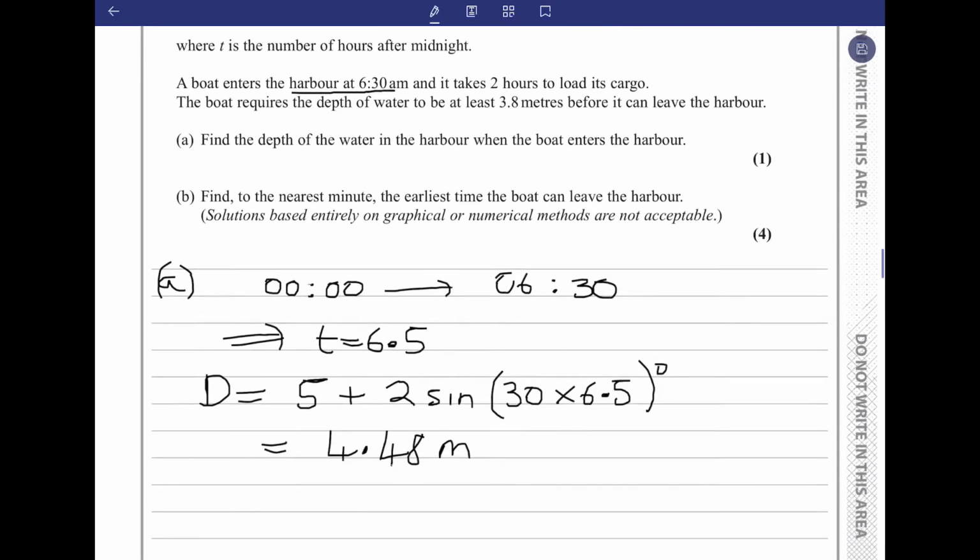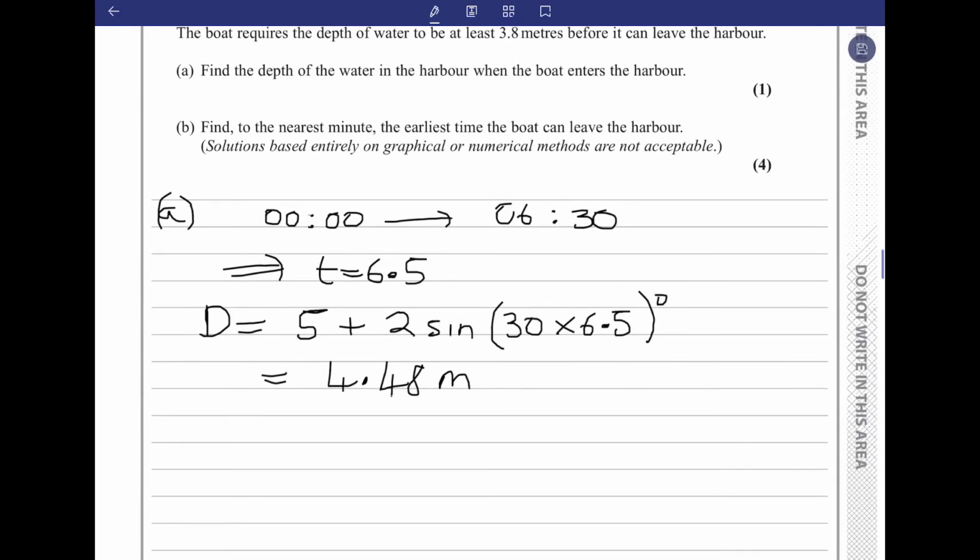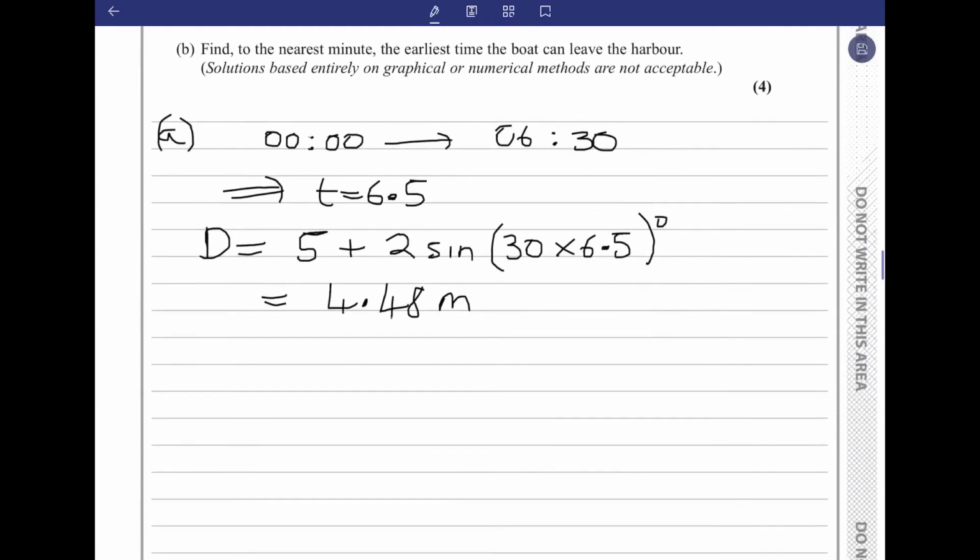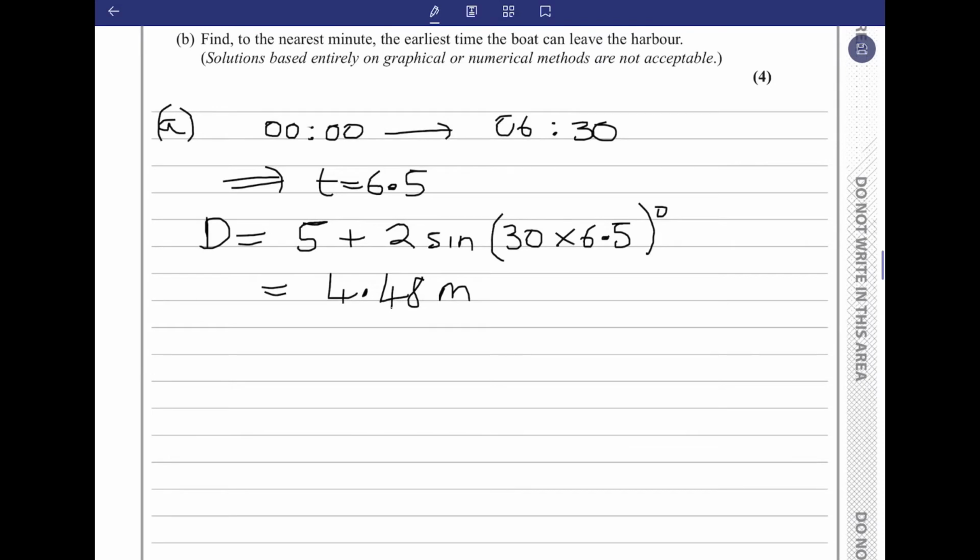Right, so that's part A. Quite a simple 1 mark question there. Now part B, find to the nearest minute the earliest time that the boat can leave.